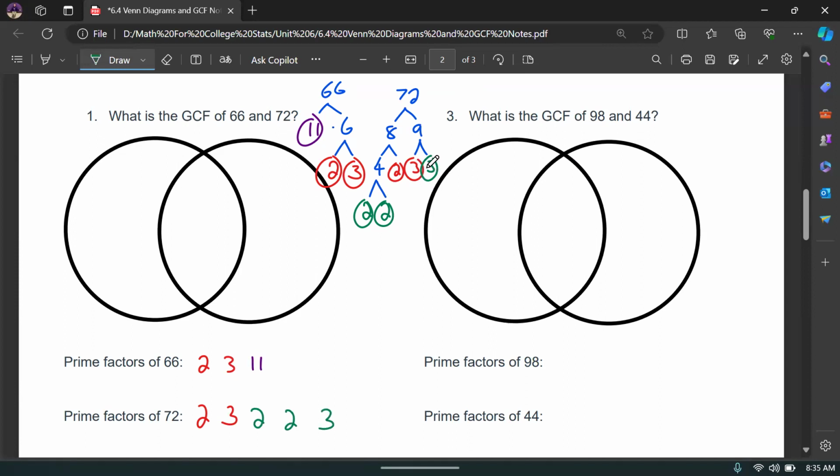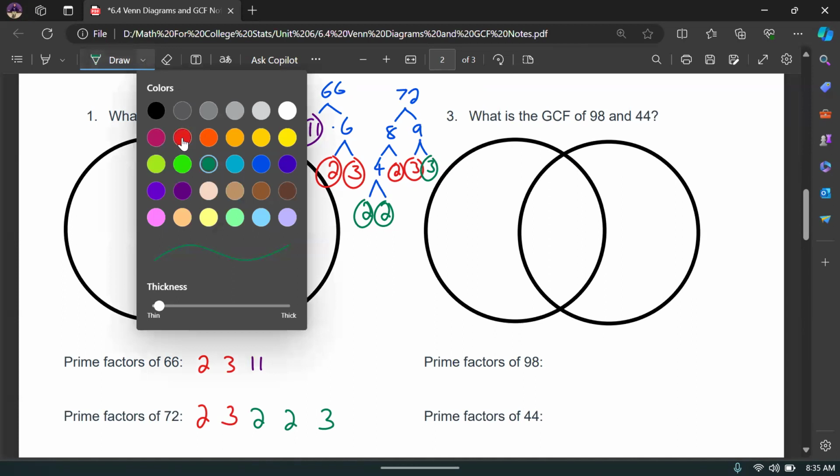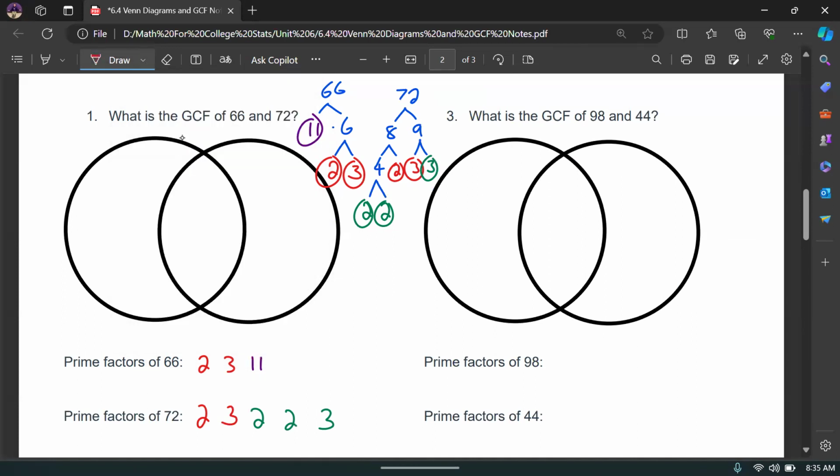You can see all the branches. When the branches ended, I circled the numbers, right? 2, 2, 2, 3, and 3. Now you can probably see why I color coded them the way I did. Because next thing I'm going to ask is, well, what factors do they have in common? The factors they have in common, they have a pair of 2s and a pair of 3s in common. So that's what's going to be in the middle.